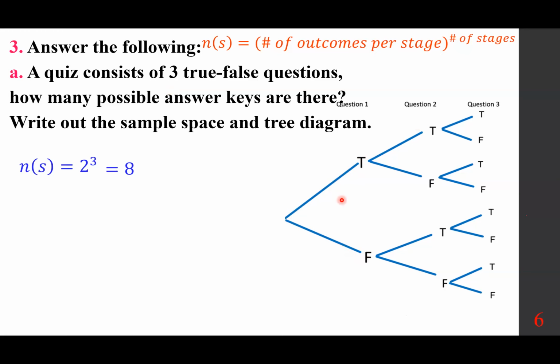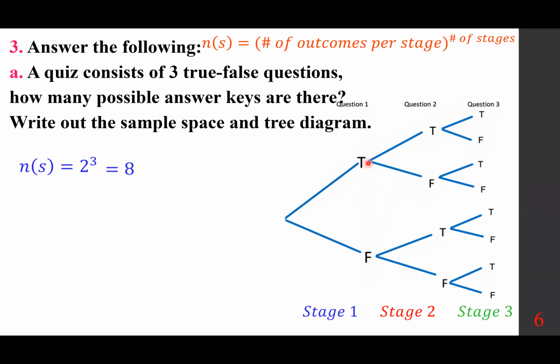So this is your first stage or the first question. Question number 1 is your first stage. Question number 2 is your second stage. And question number 3 is your third stage. So the first stage, there are 2 outcomes. Now for here, at the top you have T, at the bottom you have F. For this one, T and F, and this one again, T and F. So this results in T, T, T, meaning those 3 questions, what if we picked all of them correct? We have true, true, true.